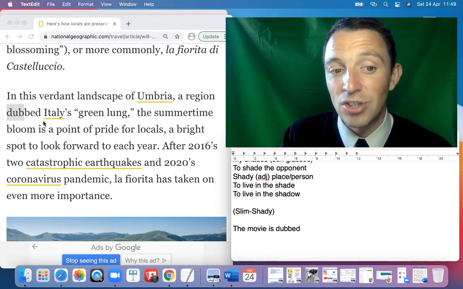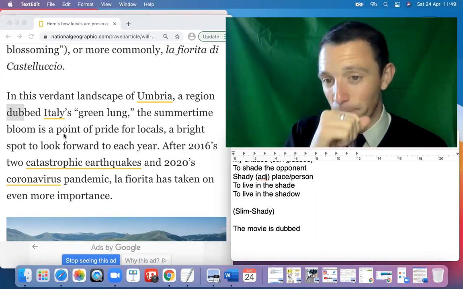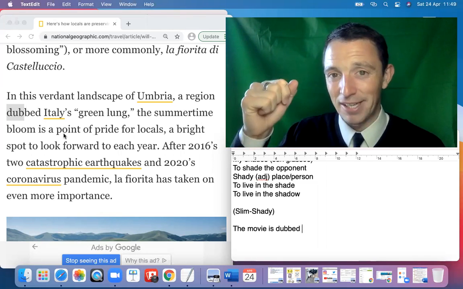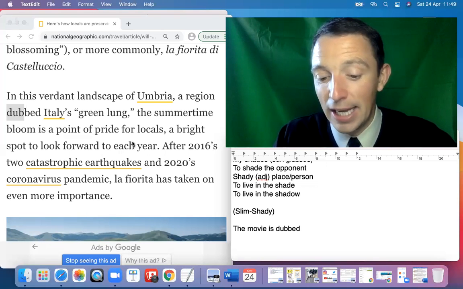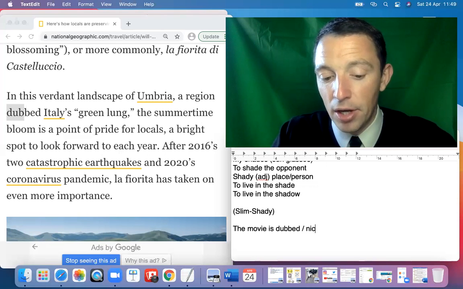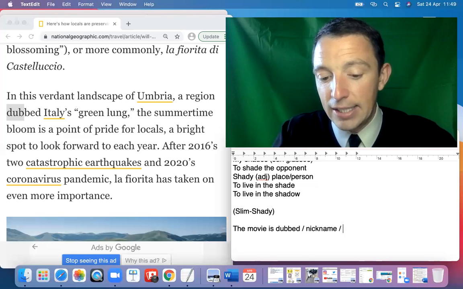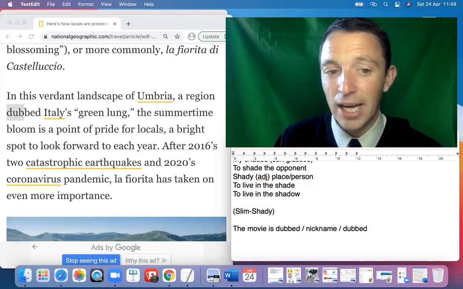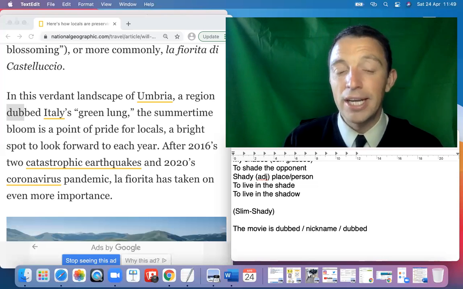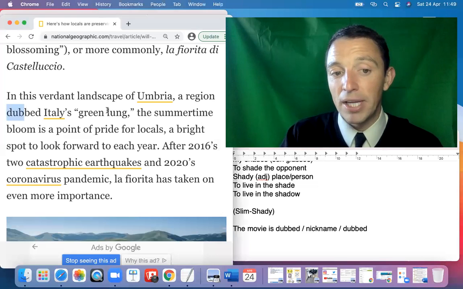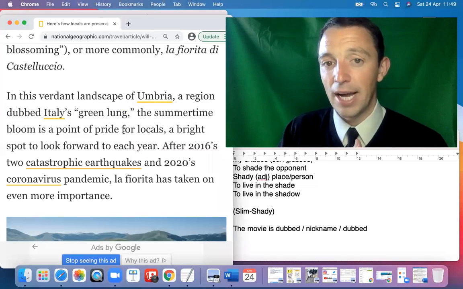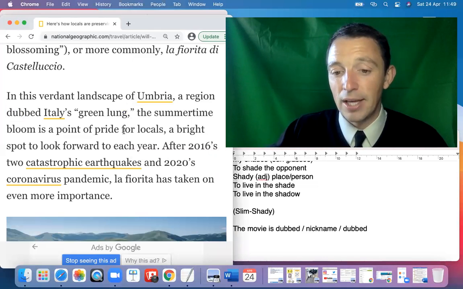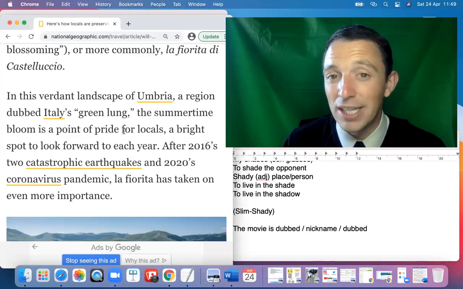So the region is dubbed Italy's green lung. In this context, the significance is maybe called, like a nickname. So probably nickname, called, and there's another possibility, dubbed. Okay, so it's very, very interesting vocabulary. Lung is a part of the body. You have the heart, okay, and then the lung is for the oxygen. And I suppose we can use a lot of expressions.